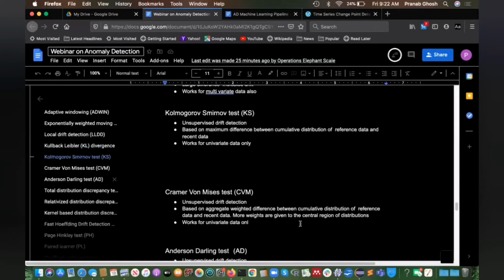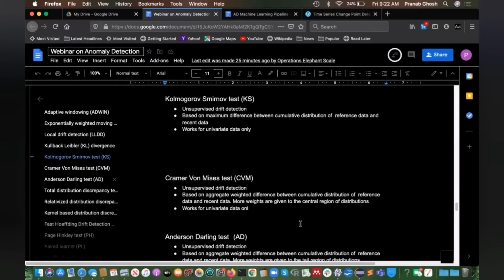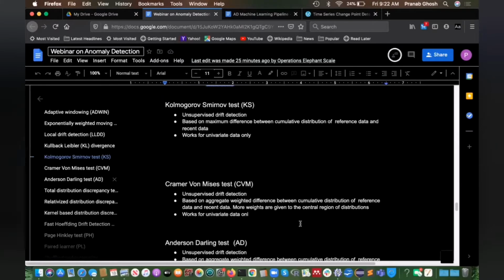These are some classic two-sample statistical tests. There are next three of them, and they're all based on cumulative distribution. The first one, KS: you have two data sets, and you have the cumulative distributions for both of them. Then you look at the maximum difference in the cumulative distributions, and your drift will be related to that.